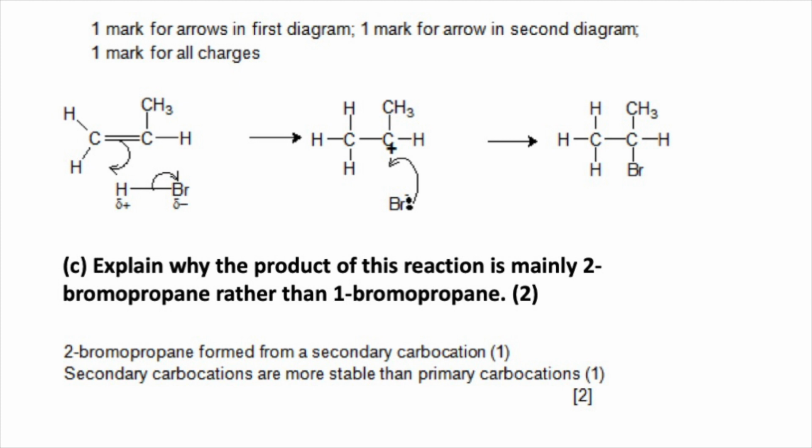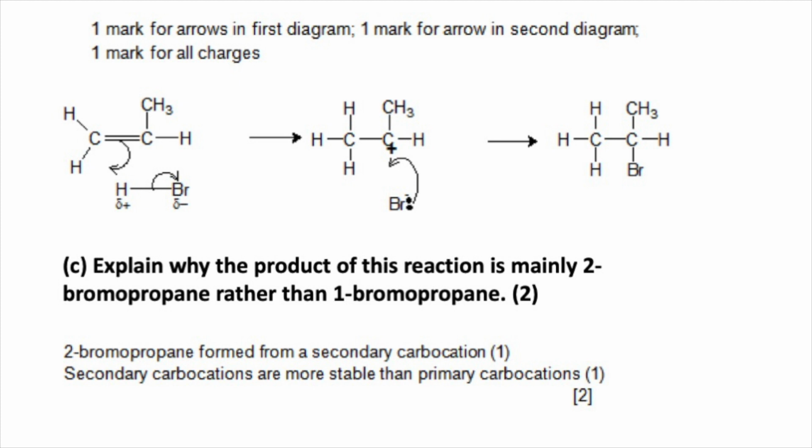Now if you had the arrows correct in the second diagram, in other words, an arrow from the Br minus moving towards the positive charge, there's a mark for that. And if you had all the charges correct in the diagram, so in other words, the Br minus having the charge on the Br minus correct, having the positive charge on the intermediate correct, that gets you the 3rd mark. Now if you classified the reaction correctly as an electrophilic addition, there's a mark for that.